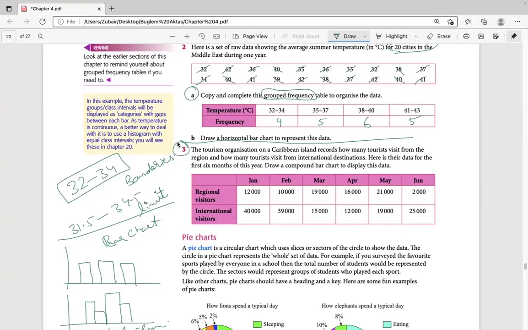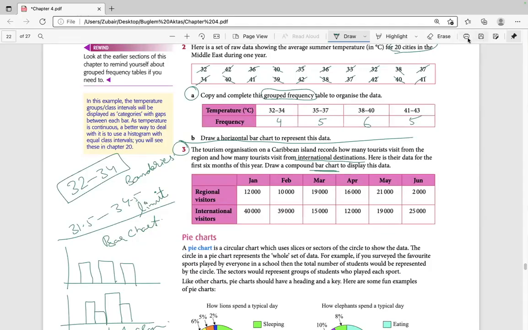Question number 3 says the tourism organization of a Caribbean island records how many tourists visit from the region and how many tourists visit from international destinations. Here is the data for the first 6 months of this year. Draw a compound bar chart to display this data.